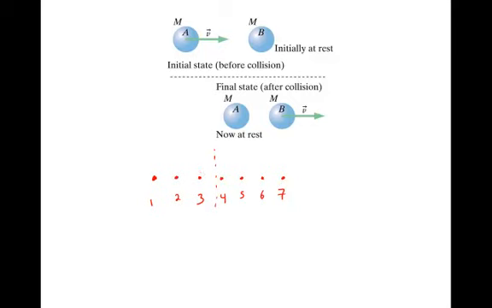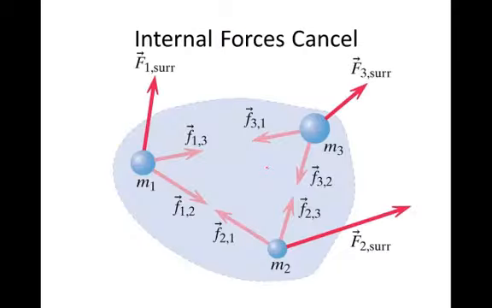Now, the velocity of the individual parts will be different before and after the collision. But if we could look at that center of mass point midway between these two, we would see that it would just move with a nice constant velocity.